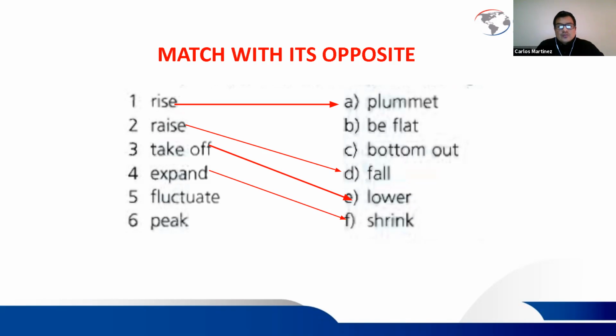Fluctuate, you know, it goes up and down, up and down. And the opposite is be flat. Fluctuate, up and down; flat. And finally, peak and bottom out. Peak is like when you reach the top, and bottom out is when you reach its lowest point.